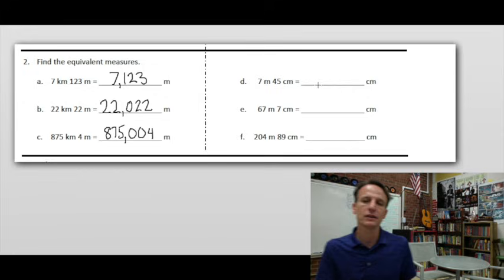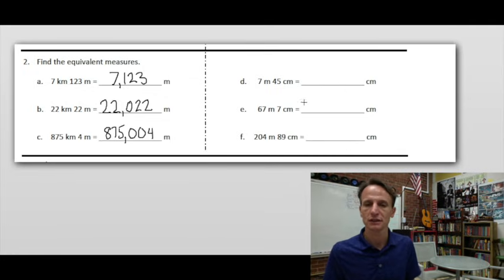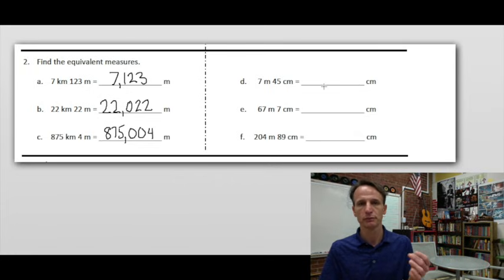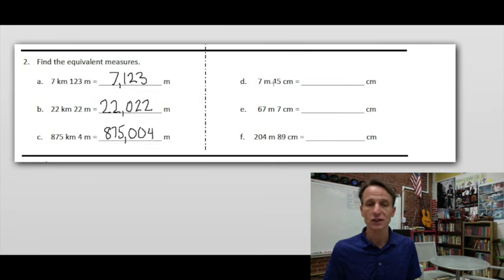Okay. And now the same thing works in a different fashion with going from meters and centimeters to centimeters, just that our basis, our principle is 100 instead of 1,000. So look at this first one. We know 7 meters is 700 centimeters. And then if you look just at 45 centimeters, 45 centimeters is 45 centimeters. So then this would be 745 centimeters.